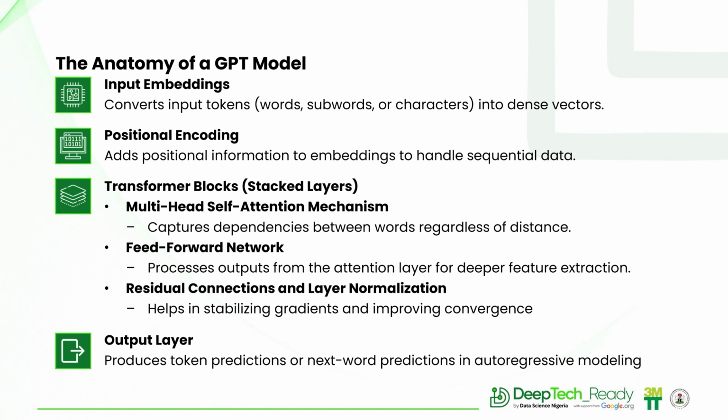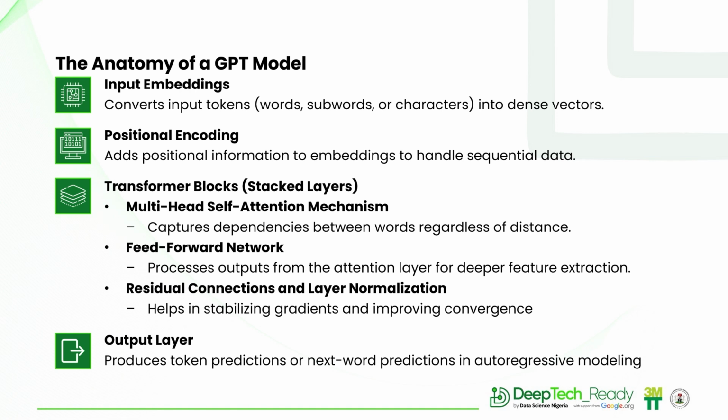Let's now break down the anatomy of a GPT model. We start with the input embedding, where the model begins by converting the input tokens, whether they are words, subwords, or even characters, into what we call dense vectors. These vectors represent the semantic meaning of the tokens, making them understandable for the model. Since the model processes data sequentially, we need to add positional information to the embeddings. This ensures that the model understands the order of words, which is crucial for tasks like language generation.